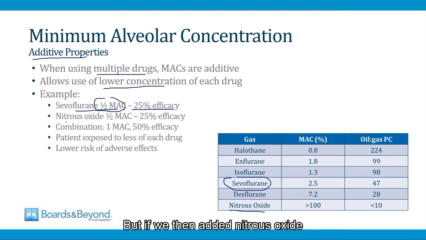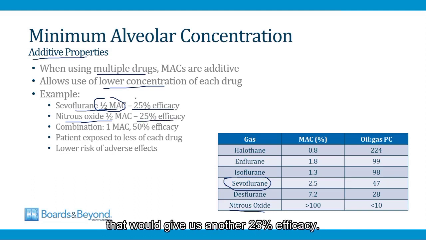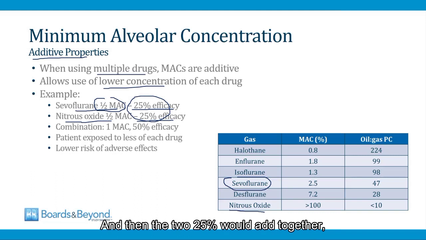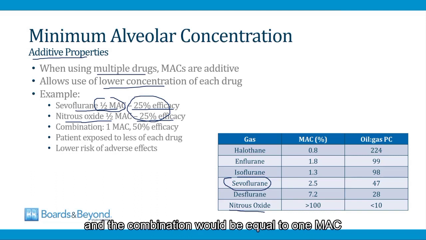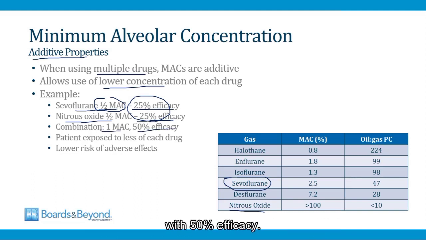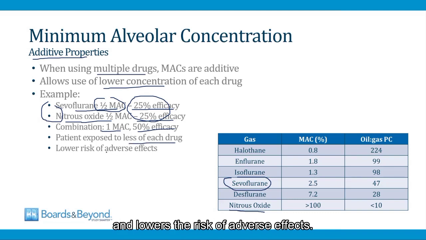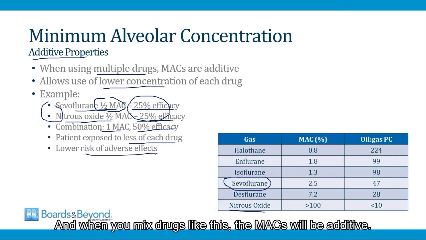But if we then added nitrous oxide in a concentration equal to half of its MAC, that would give us another 25% efficacy, and then the two 25% would add together, and the combination would be equal to 1 MAC with 50% efficacy. And so sometimes drugs like sevoflurane are mixed with nitrous oxide because it allows the patient to be exposed to less of each drug and lowers the risk of adverse effects. And when you mix drugs like this, the MACs will be additive.